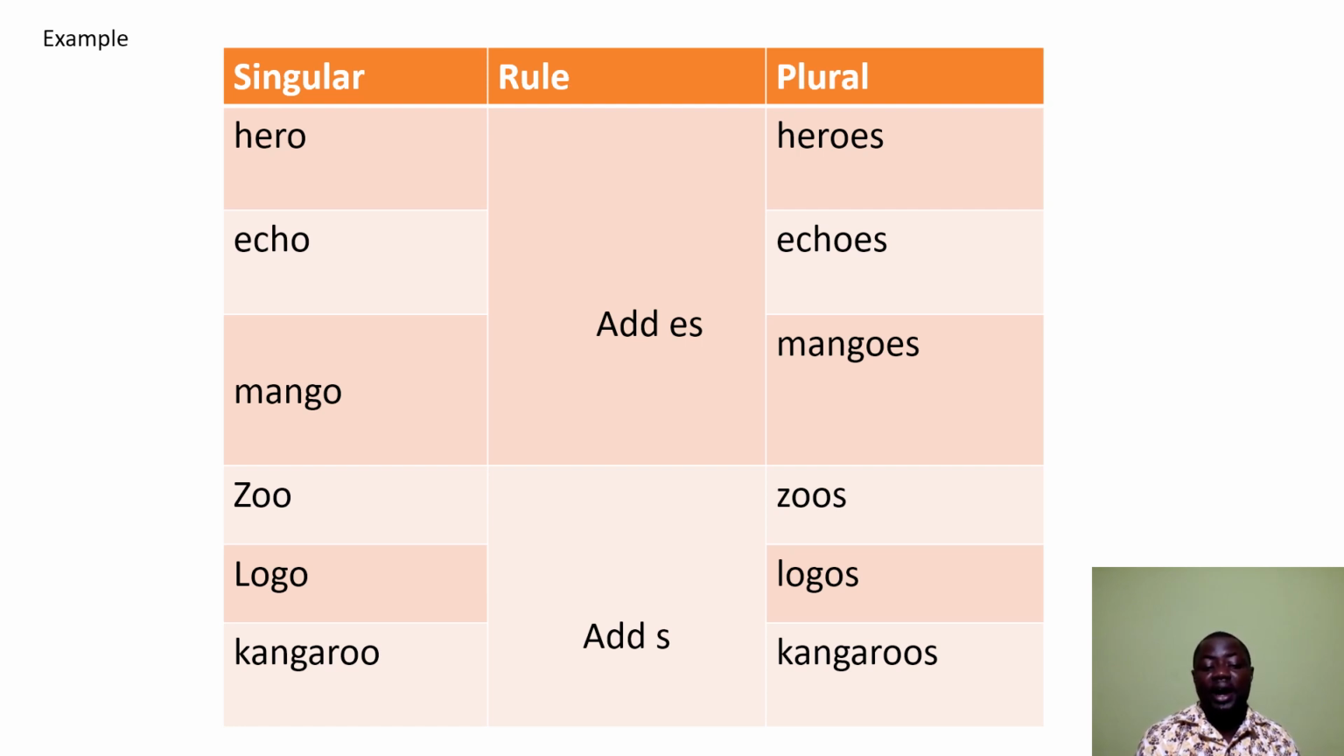However, there are other words that end in o, but to form the plural you add s, not es. Example, zoo becomes zoos. This is a place where we keep animals. Logo becomes logos, and kangaroo, you add an s. Is that clear? These are the rules for these nouns. Let's look at the other nouns and see how they change to form their plural.